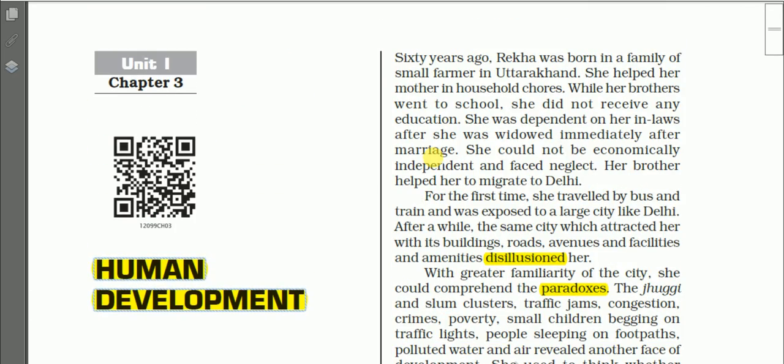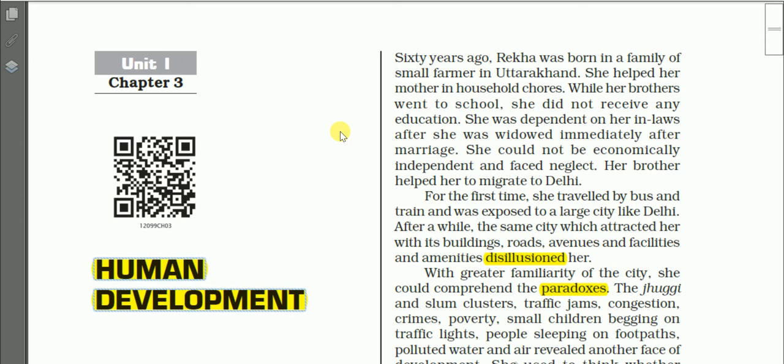So in the beginning, you will find a case study. This is the story of Rekha. Let us read. 60 years ago, Rekha was born in a family of a small farmer in Uttarakhand. She helped her mother in household chores. While her brothers went to school, she did not receive any education. That means Rekha was deprived of education.